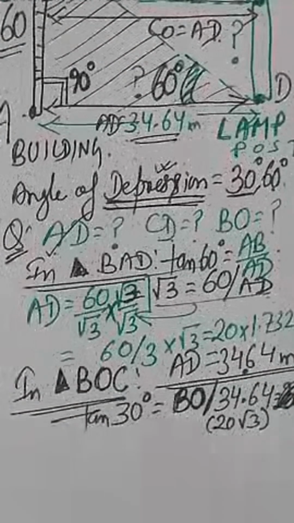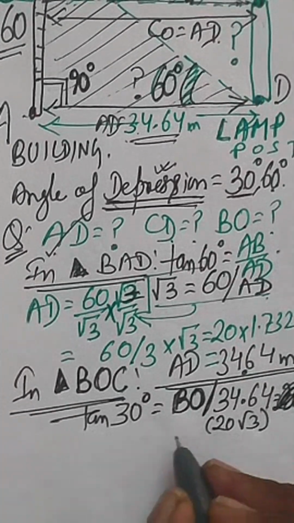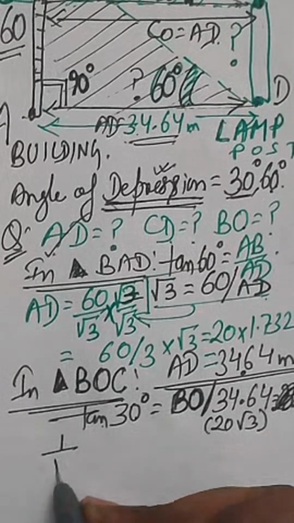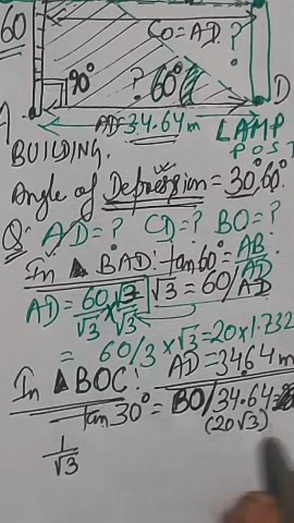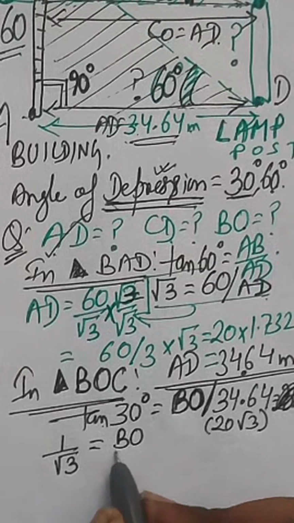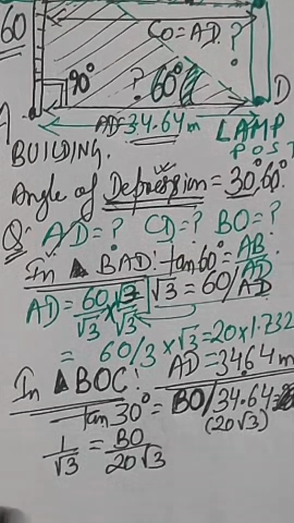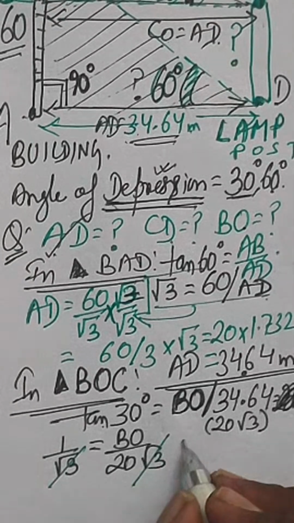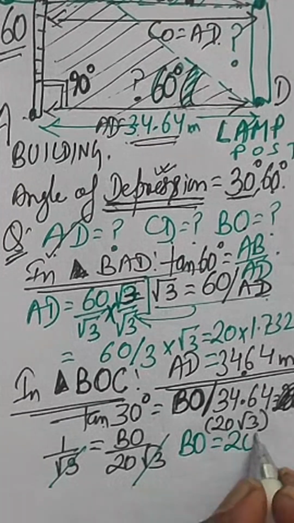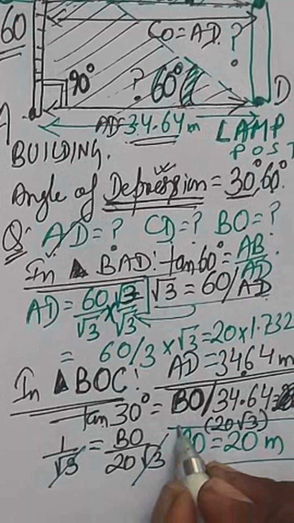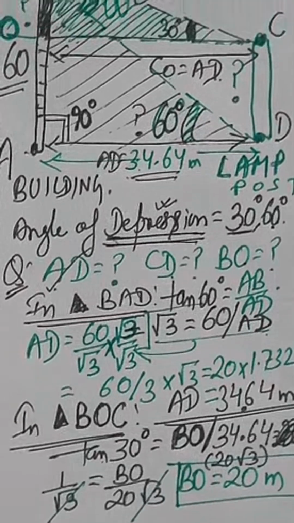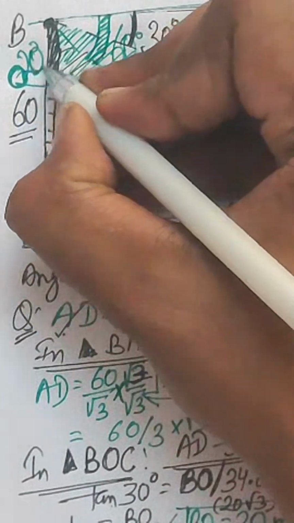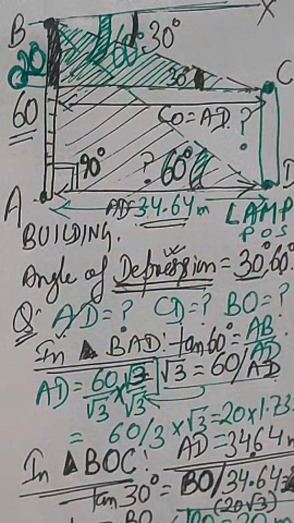Now solve it. 20 root 3, and the value of tan 30 is known to you. Tan 30 is nothing but 1 by root 3. This is equal to BO by 20 root 3. So here you can see root 3 cancelled out, and the value of BO is coming to you as 20 meter. So students, what is BO? This is BO, and this is calculated as 20 meter, right?